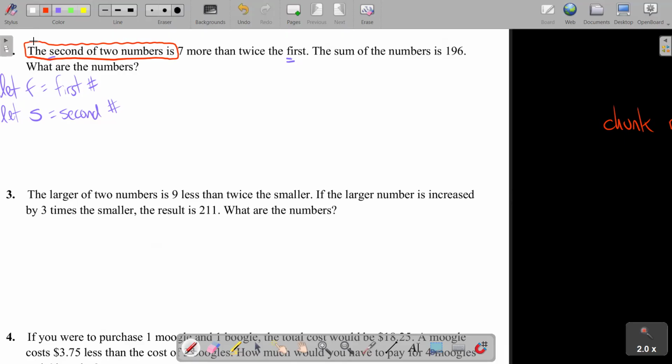If I asked you just to write me no words, just math symbols, how could I replace the second number is? What would I write? S equals. Thank you. That's the quickest one today. You can replace all 6 of those words by just writing S equals. That literally means the second of 2 numbers is. The next chunk that I want you to read is this.